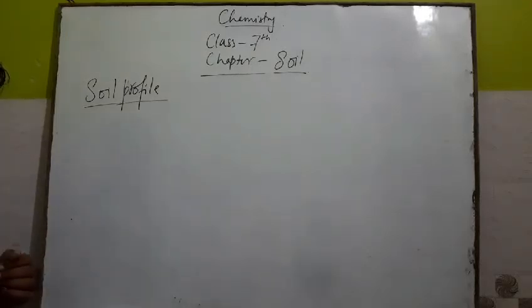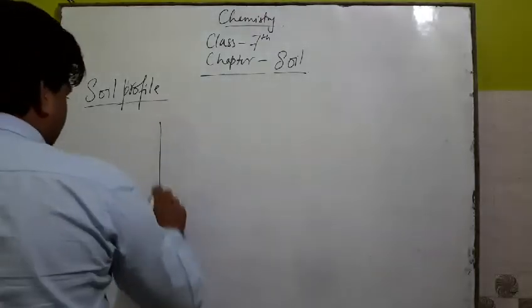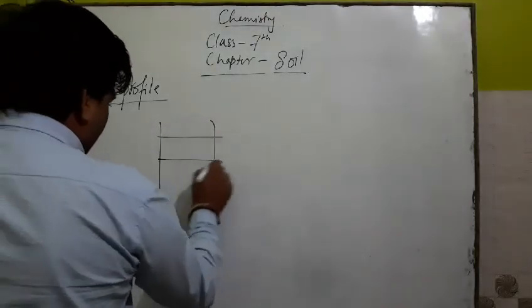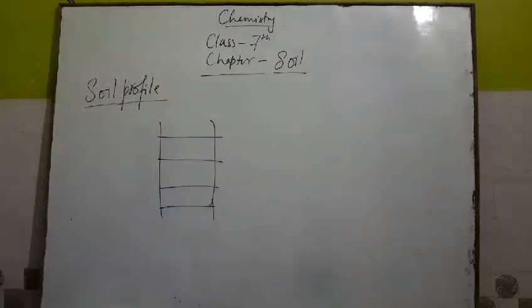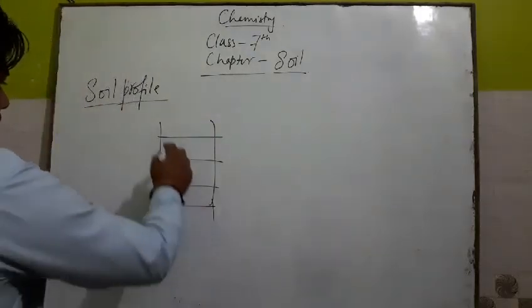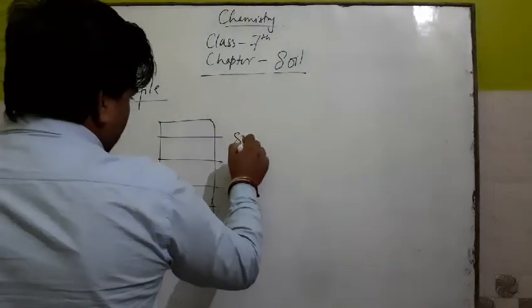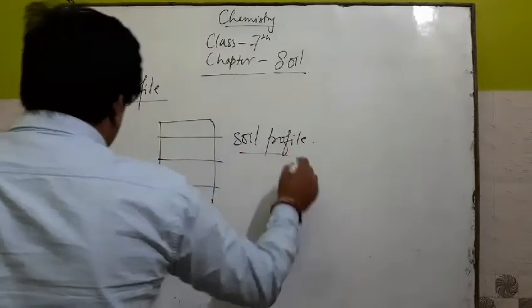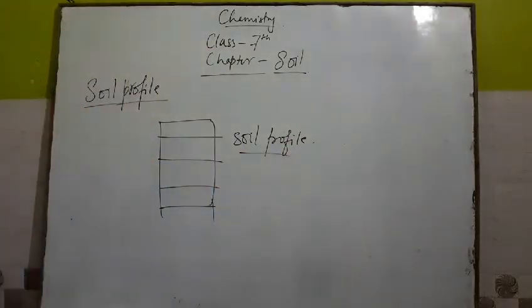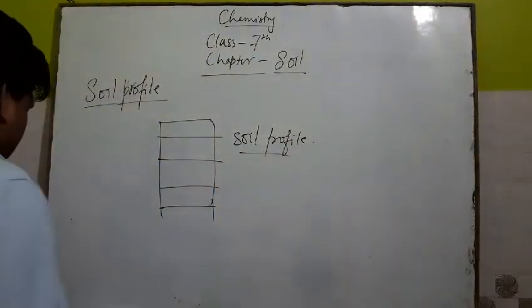Clear? The vertical section through the soil showing the various layers of the soil is called the soil profile. If soil is present in different layers in a vertical section, this is known as the soil profile. Clear? Now this is divided into different layers.